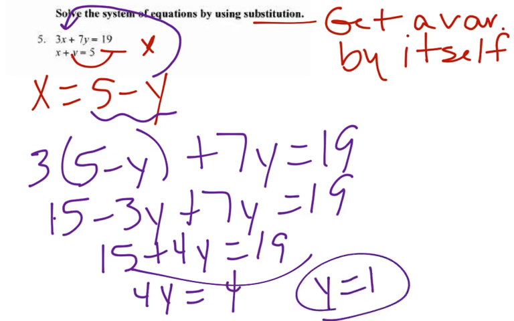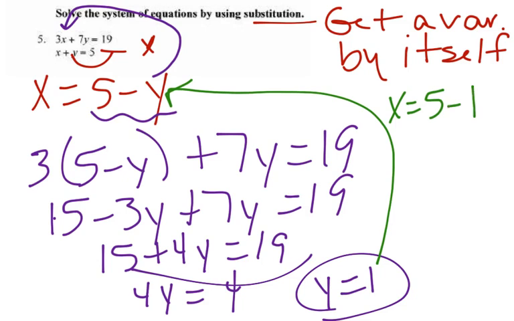That's one of my answers. Remember, you got to have two answers for all these. So I'm going to take that answer and put it back up in here for y. So x is equal to 5 minus 1. X is equal to 4. So x is equal to 4, y is equal to 1 is my solution.